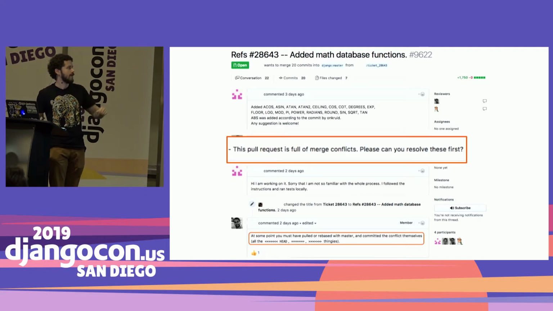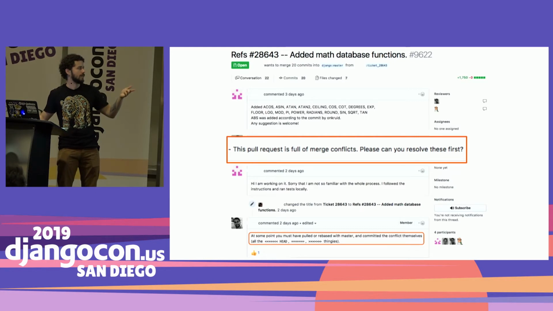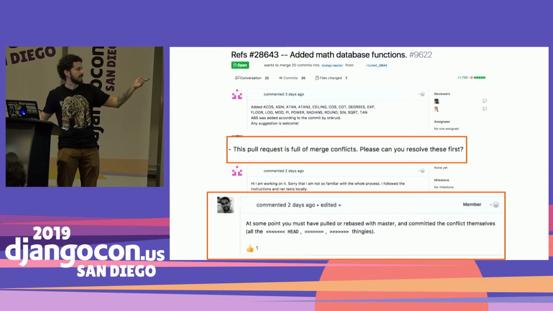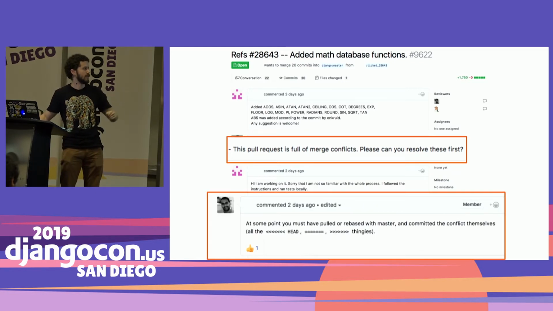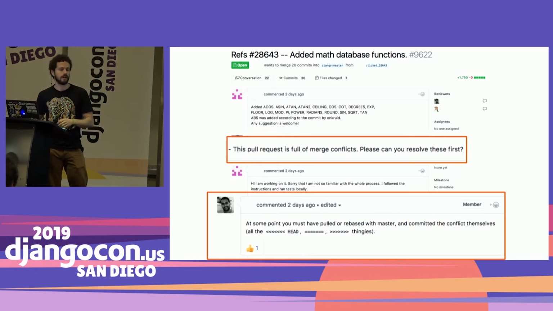So yeah, I've highlighted here. He says, can you please resolve the conflicts first? And then he says, at some point you must have pulled the rebase with master, so check for the signs. That's where the conflicts are.